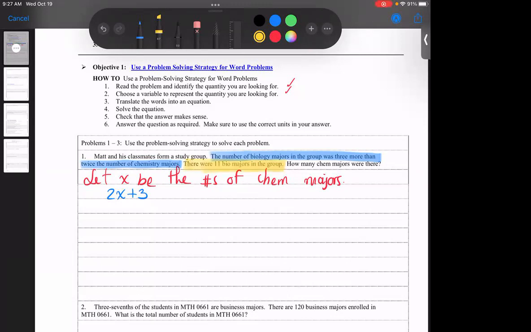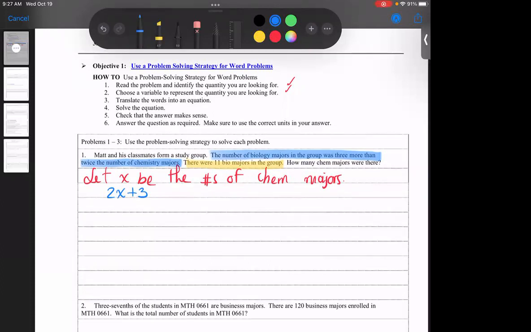That right there. There were 11 bio majors in the group. So what does that mean? That's your number of students in the bio major, so 2x plus 3 equals 11. Can you guys see fine? Okay, all right. And then you solve for X.